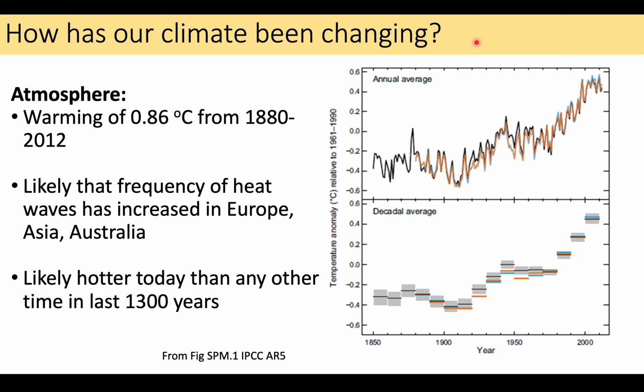So how has our climate been changing so far? In terms of the atmosphere, between 1880 and 2012, we've had a 0.86 degree Celsius warming. That is continuing to increase.